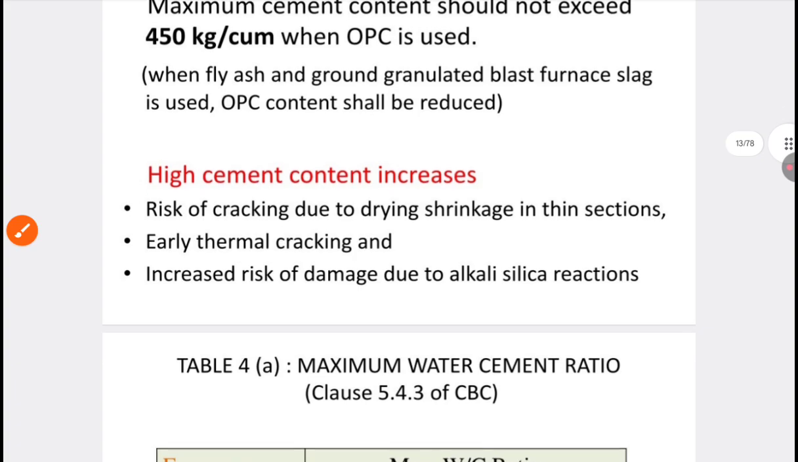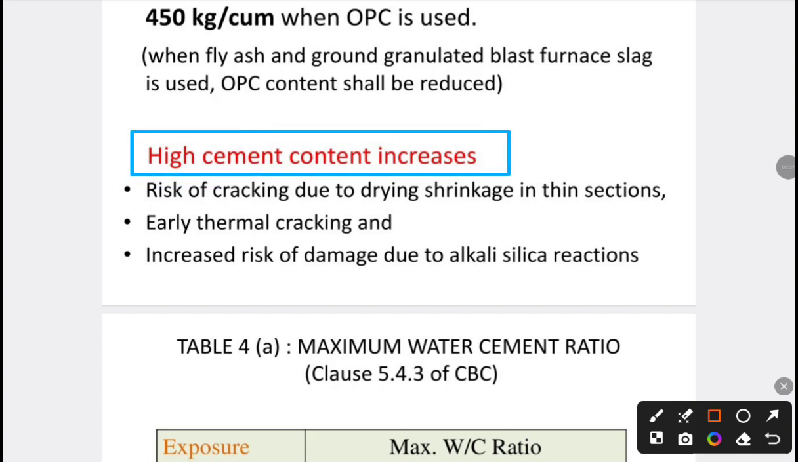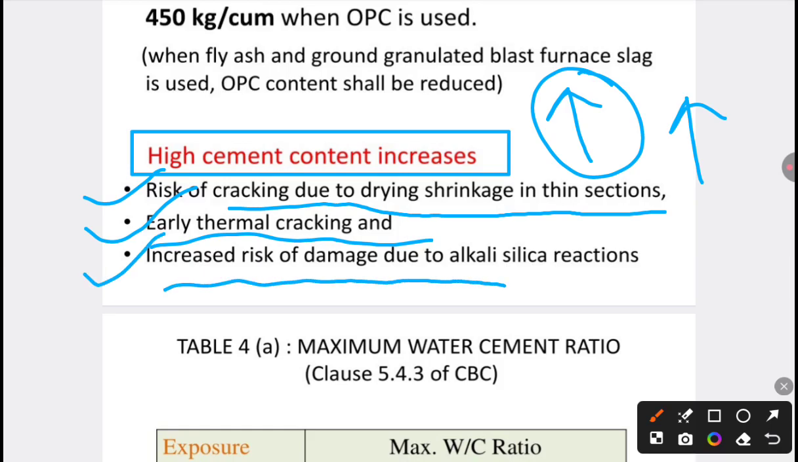What happens if the cement content increases? In this concept, if we increase the cement more and more, then the risk of cracking due to drying shrinkage in thin sections will increase. Second, early thermal cracks will occur. Third, increased risk of damage due to alkali silica reaction.